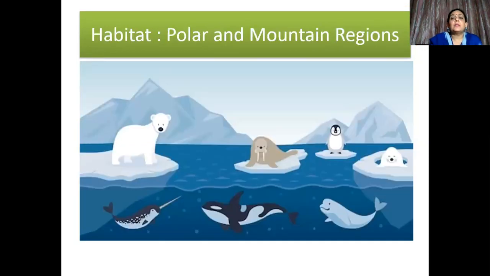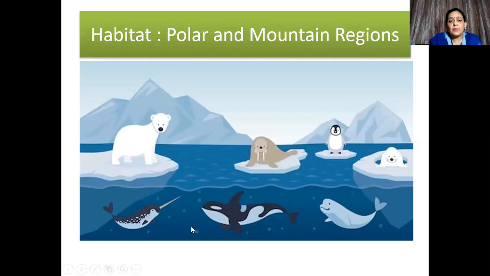Next habitat is the polar and mountain regions. Why have we clubbed them together? Because mostly both places are very cold. The polar regions are very cold. The mountains are also very cold. But one difference is that in the polar regions you will have water also, in which the icebergs float. But in mountain regions you don't have water. But it is again a very cold habitat. That is why we've clubbed them together into one, which is polar and mountain regions.